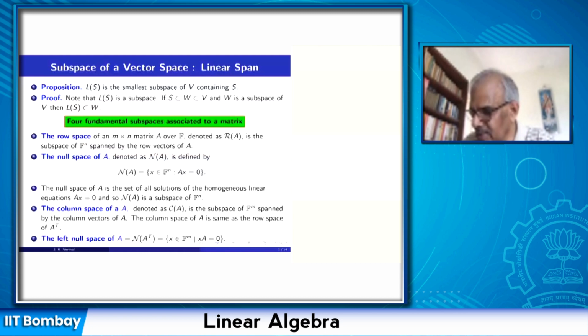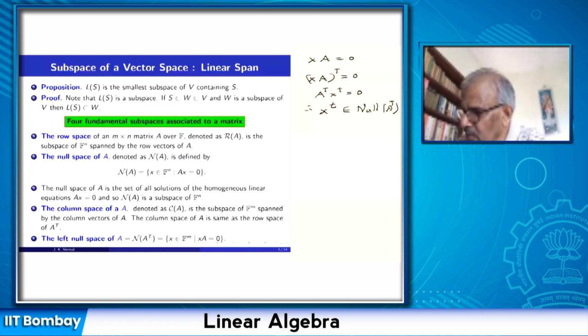So the null space of A transpose is simply all x such that x times A is 0. That is, xA equal to 0. If I take the transpose, then the transpose of xA equal to 0 gives 0. xA is a row vector, and its transpose is a column vector. (xA) transpose is a column vector, but that is the same as A transpose times x transpose. Therefore x transpose belongs to the null space of A transpose.